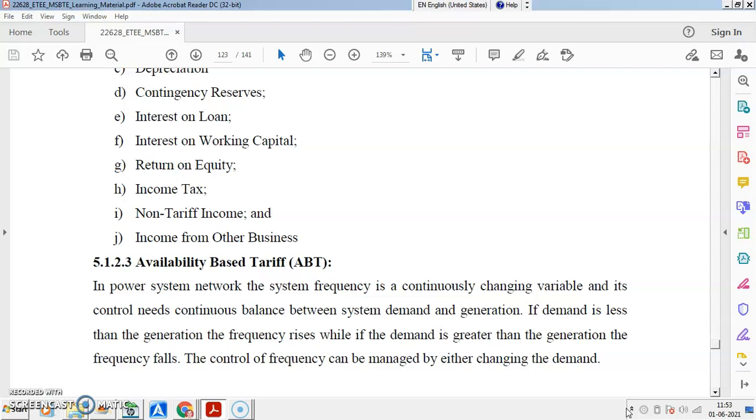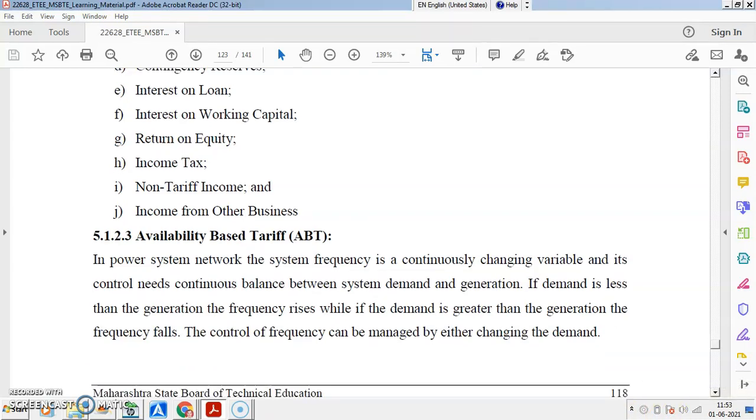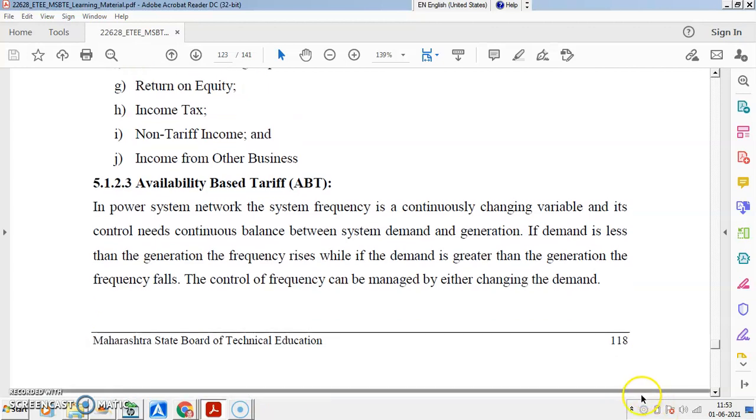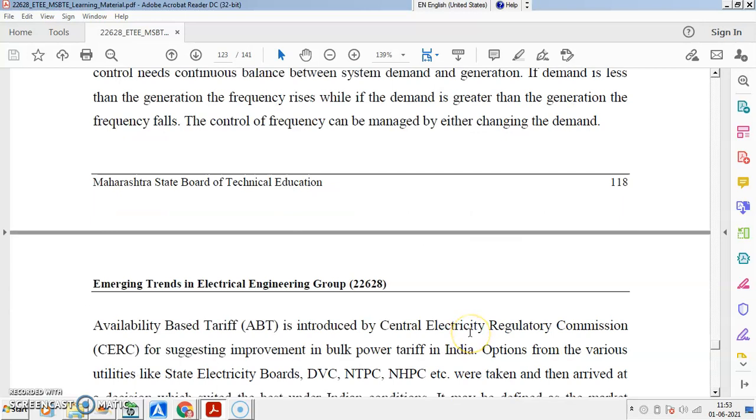If demand is less than the generation, the frequency rises. If demand is more than the generation, frequency goes down. So the control of frequency can be managed either by changing the demand or by introducing the availability based tariff.